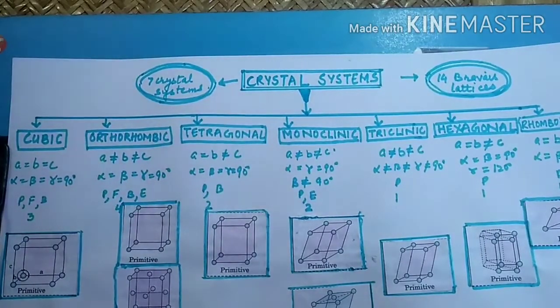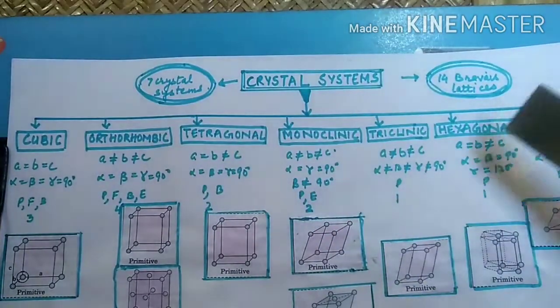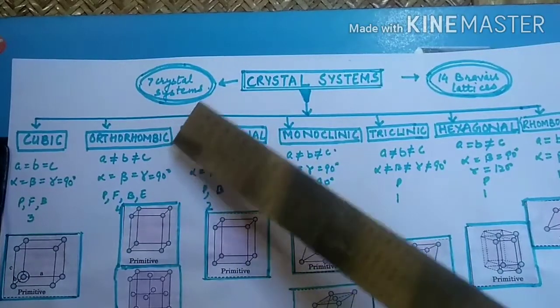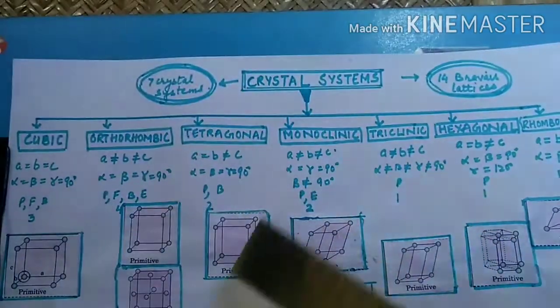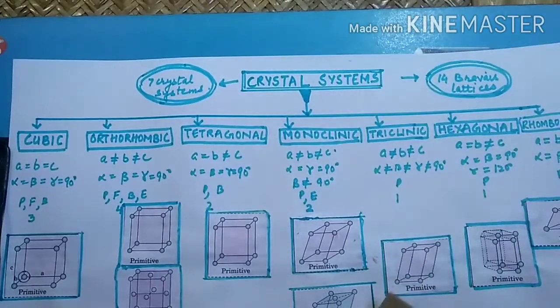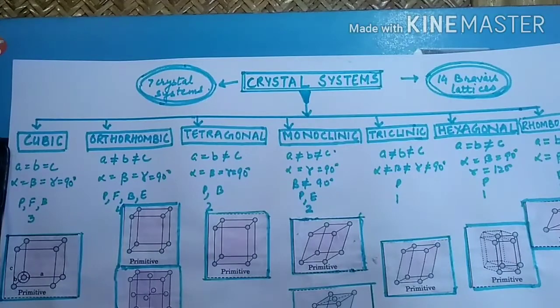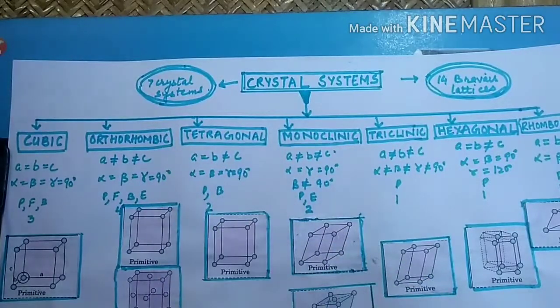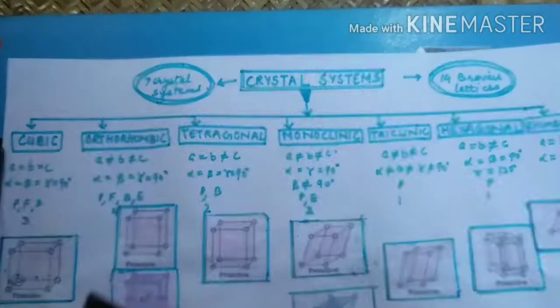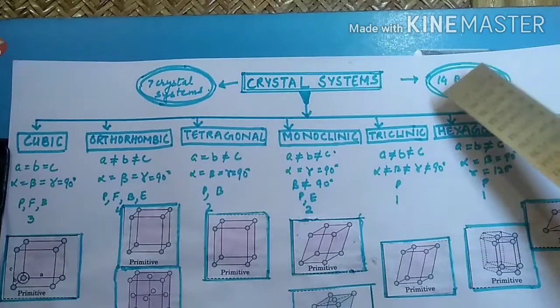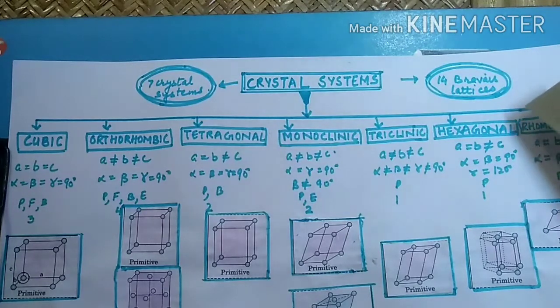So you can see that of the 7 crystal systems, 3 belong to cubic, 4 belong to orthorhombic, 2 belong to tetragonal, 2 belong to monoclinic, and 1 each for triclinic, hexagonal and rhombohedral. So in all, 3 plus 4 is 7, plus 2 is 9, plus 2 is 11 and 3 is 14 types of lattices we can find. These lattices are named after the French mathematician Bravais and are called 14 Bravais lattices.